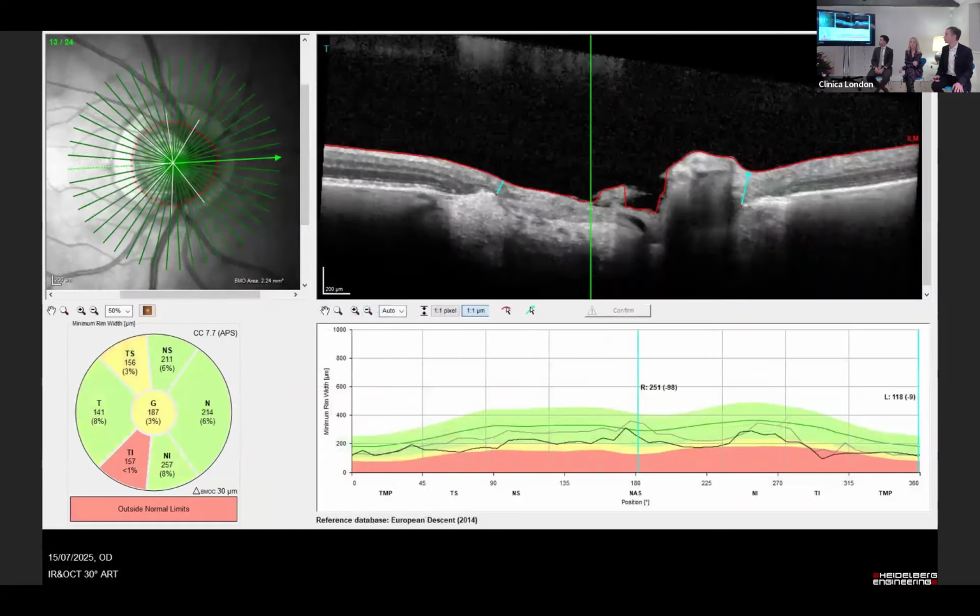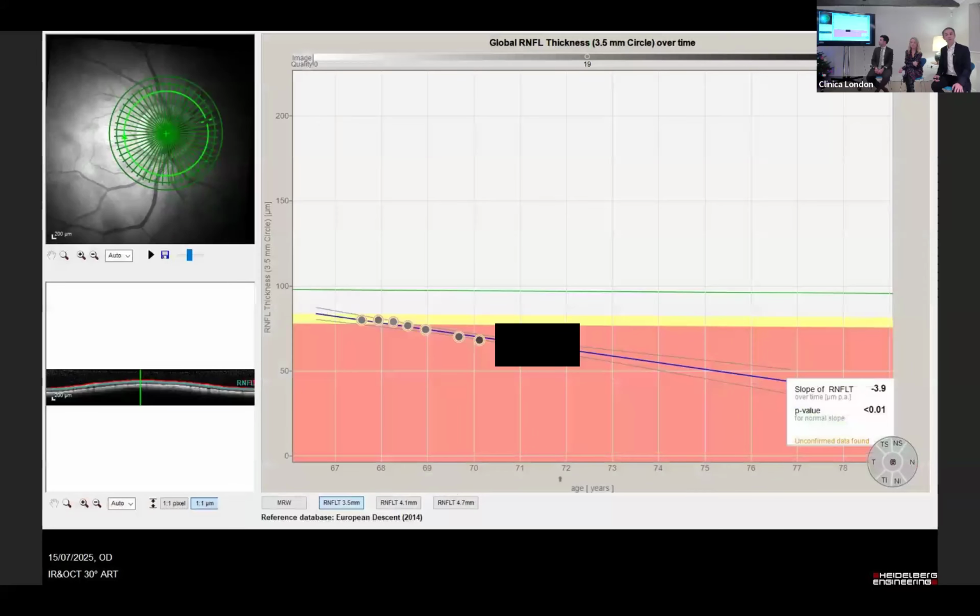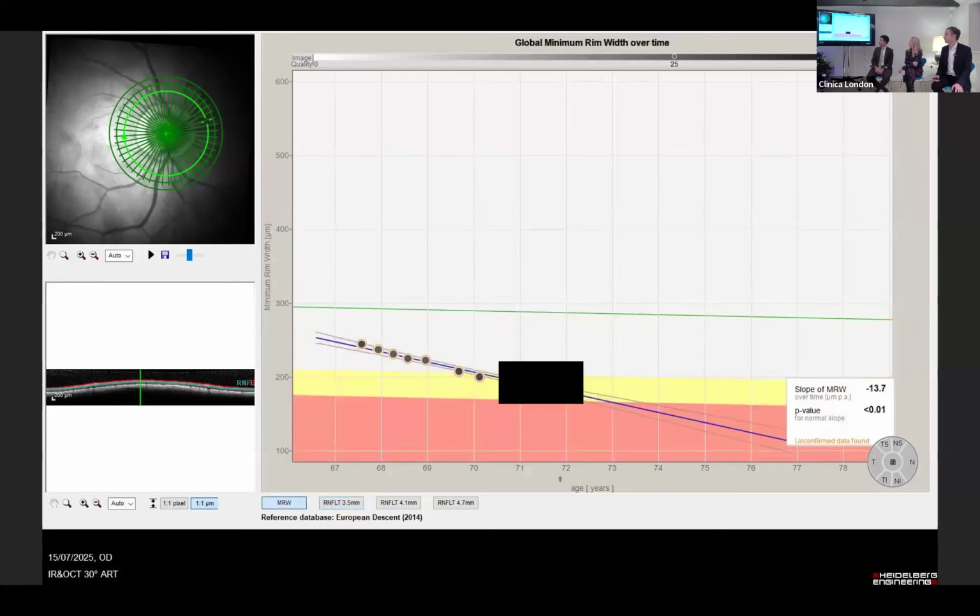So this is the OCT. That was the retinal nerve fiber layer. This is the minimum rim width. Quite a lot of change. That's what the scan looks like. And that's on maximum tolerated topical drops. So that's the retinal nerve fiber layer. That's the minimum rim width.